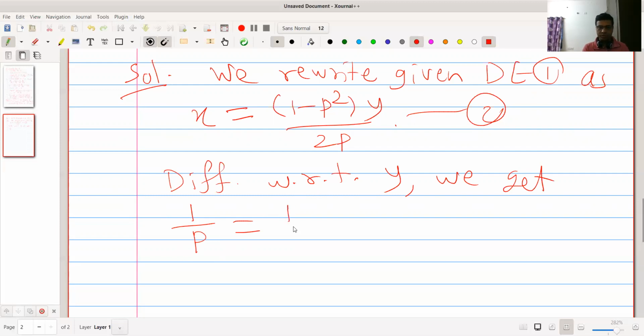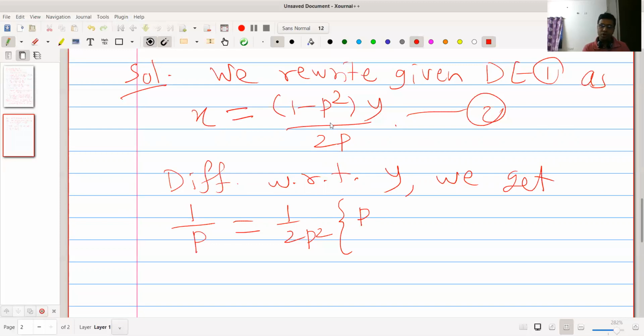So it is 1 by 2, which is constant. And now the differentiation of (1 minus p square) into y divided by p. So it is of the form u upon v. Differentiation is v into du minus u into dv upon v square. So we may write here 2 into p square. So the denominator is p, times the derivative of the numerator.